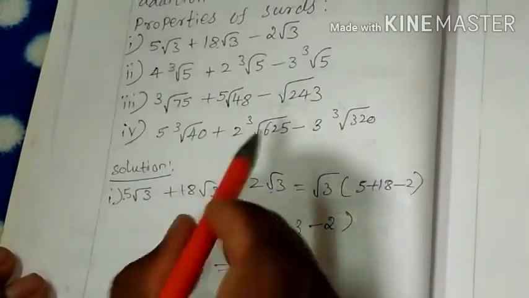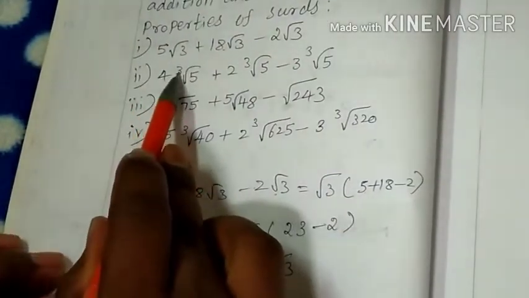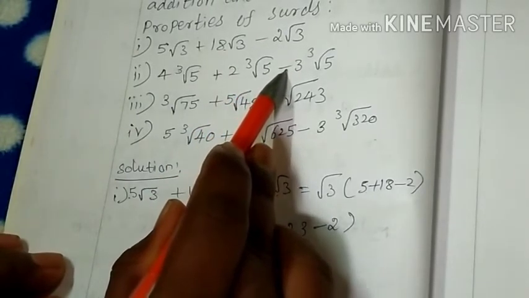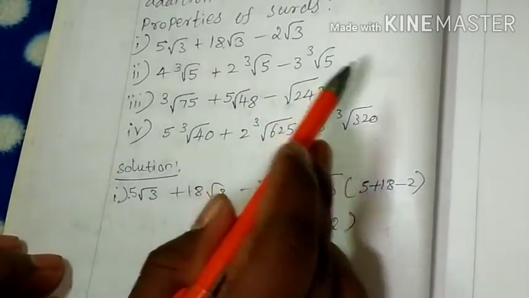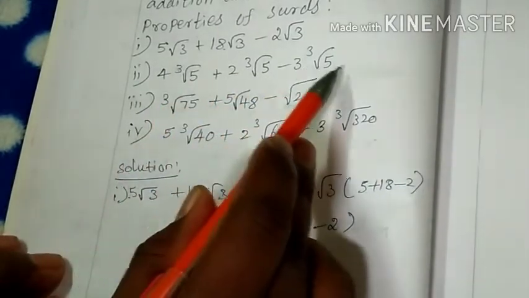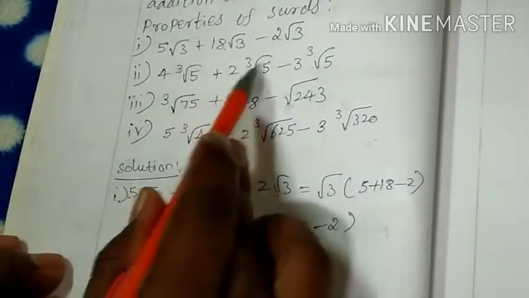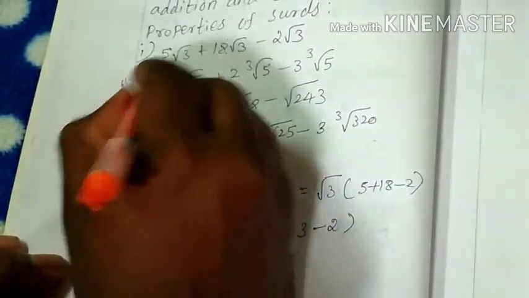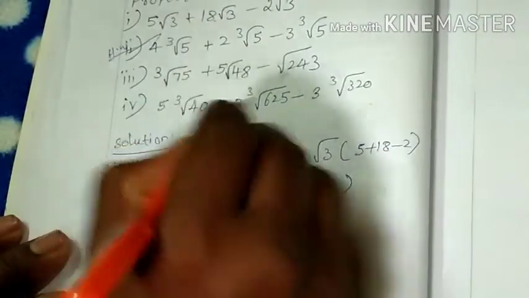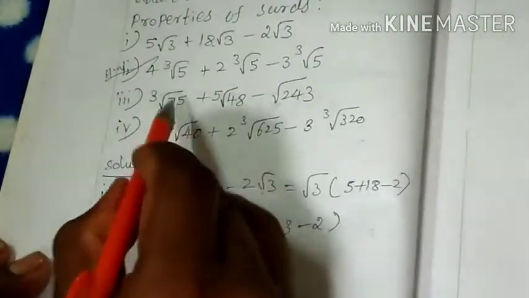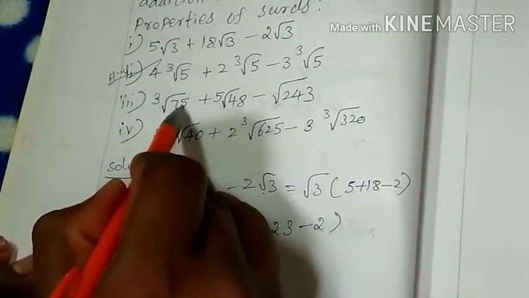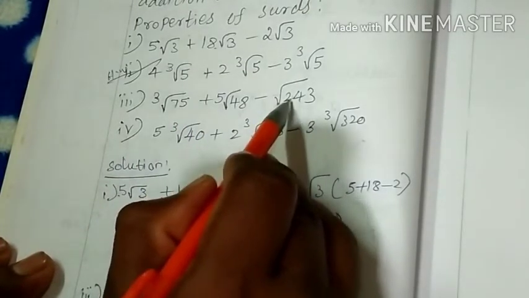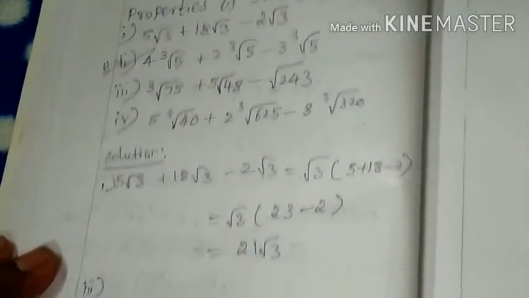So the second question is your homework: 4 into the cube root of 5, and 2 into the cube root of 5, and minus 3 into the cube root of 5. So the cube root of 5 is common, taken outside, then adding and subtracting the given values, we get the answer. This is your homework. Then the third question: 3 into the root of 75, plus 5 into the root of 48, minus the root of 243. This is your third question.